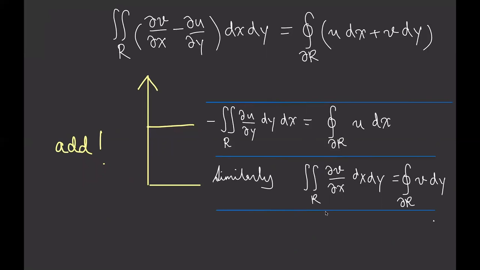Okay. What happens on the right-hand side if I add these together? They're again integrals over exactly the same curve, the boundary of this. So it's going to be u dx plus v dy. And this is Green's theorem.